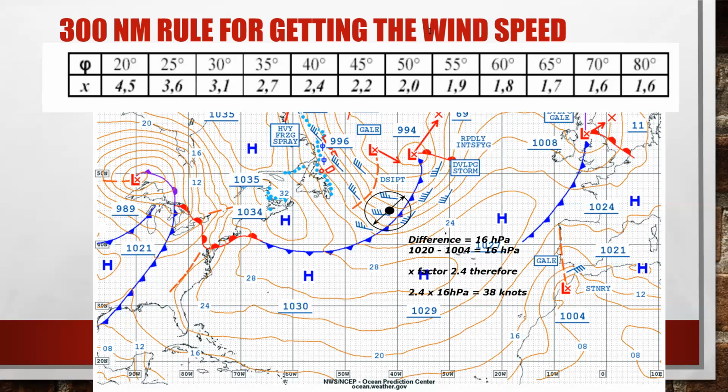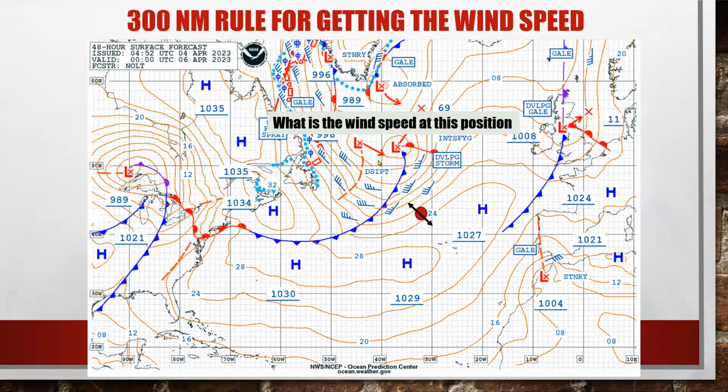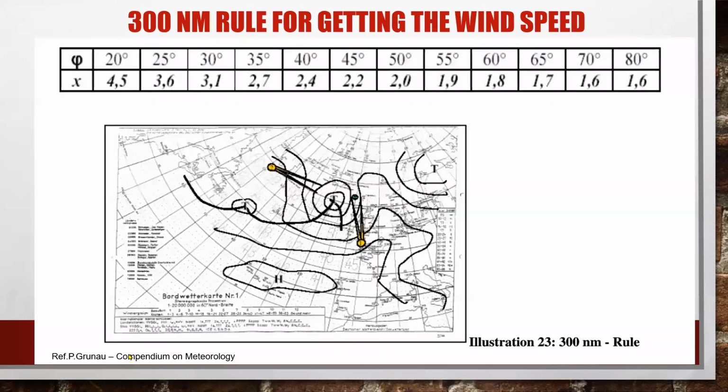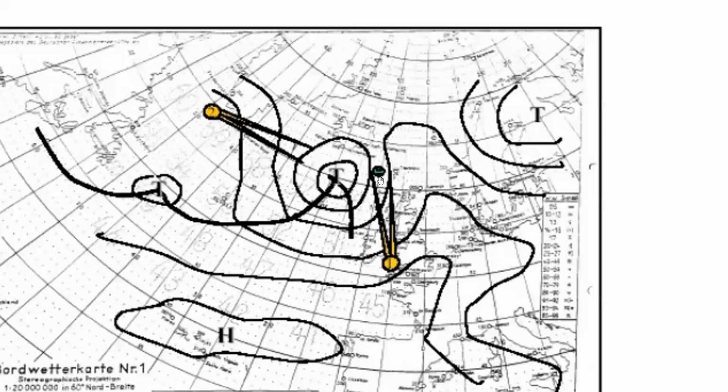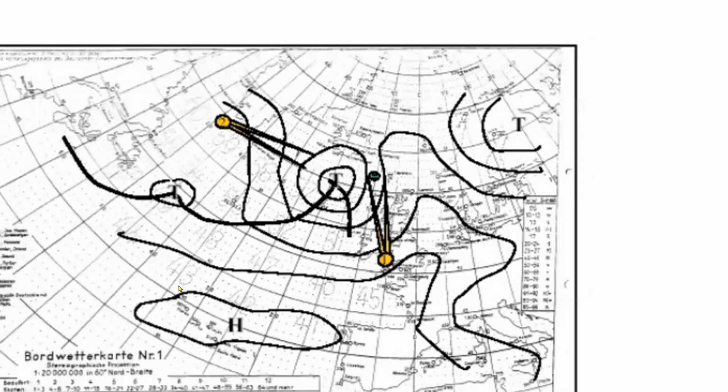As we said, we always have to remember that the wind speed is calculated by using the divider. You need your divider for this to find out the distance. So this 300 nautical miles, and then we take the distance between isobars, which must be around about 300 nautical miles. And where this is done, we have our wind speed for this position.